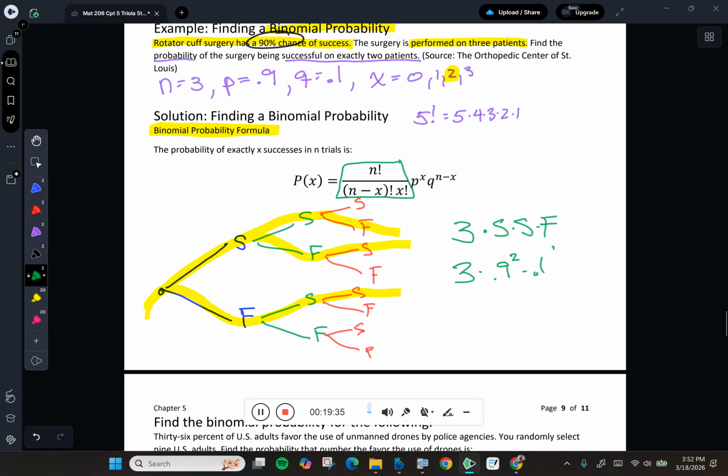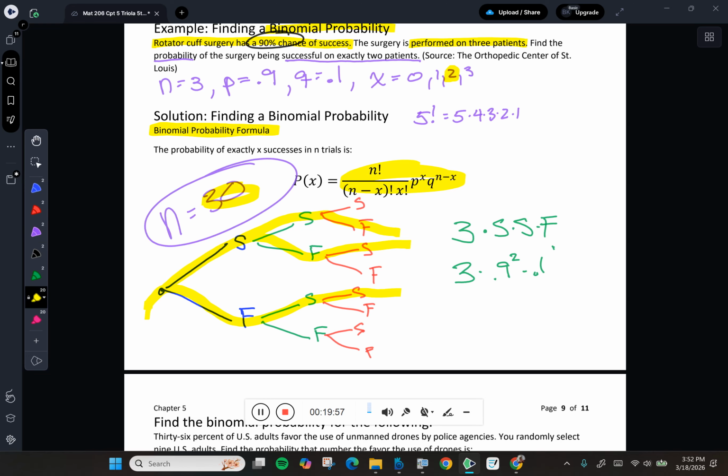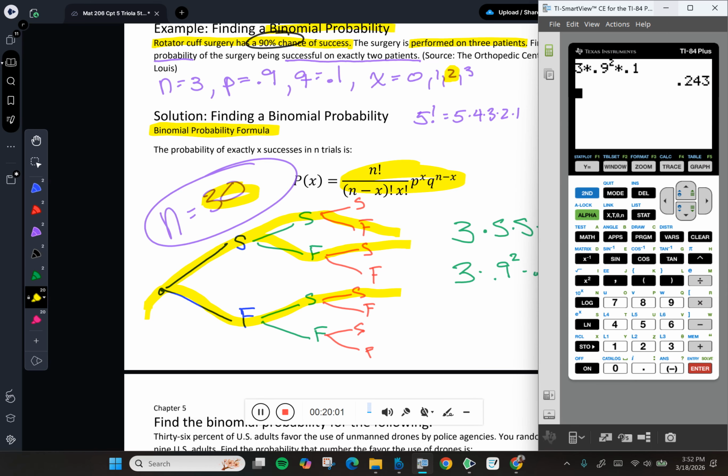Now, drawing out tree diagrams and figuring out this way is fine if n is small. But what if we change this experiment and say, what if we had 30 surgeries? I don't want to do that. I don't want to draw out the diagram for this. I also don't want to do that formula up there. I don't want to do that math for 30. I don't want to figure out what 30 factorial is. So luckily for us, the good people at TI thought, hey, you might want to do this. So they built it in.